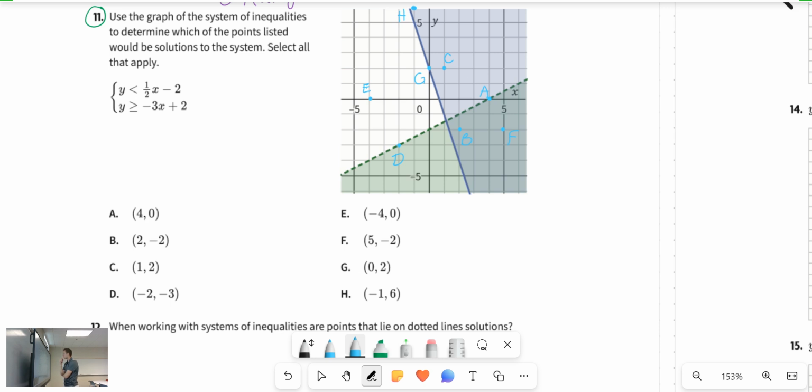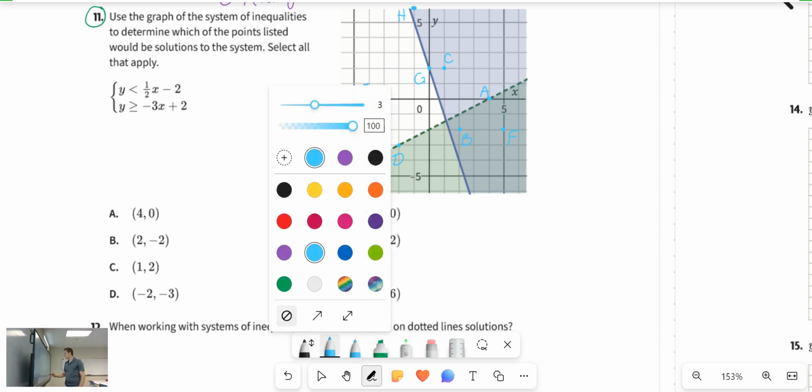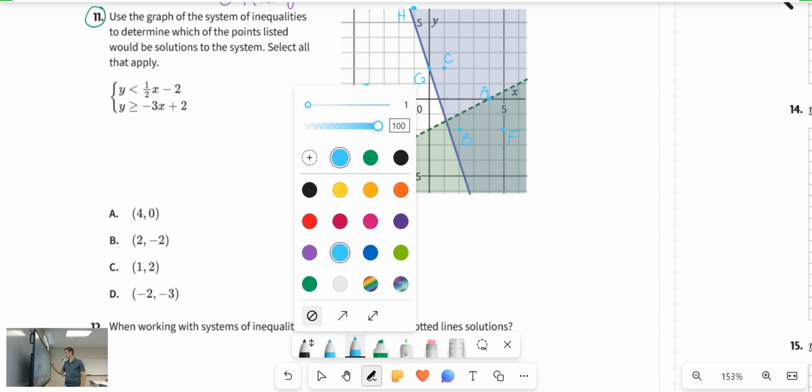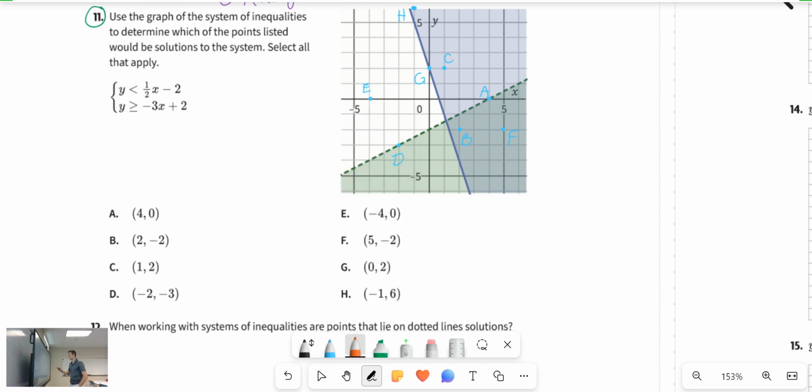Now, we are trying to figure out which ones are in both. Use the graph of the system of inequalities to determine which of the points would be solutions to the system. So before we get to that, let's consider what region we're going to highlight. Let's highlight it in orange, because orange will contrast nicely with the green and the blue.